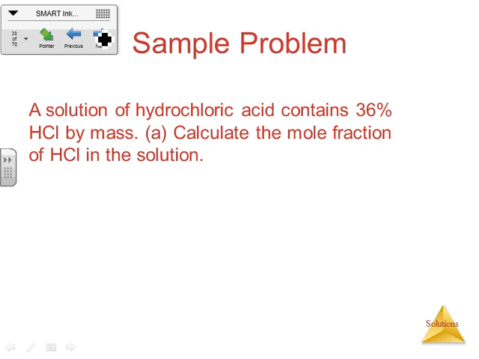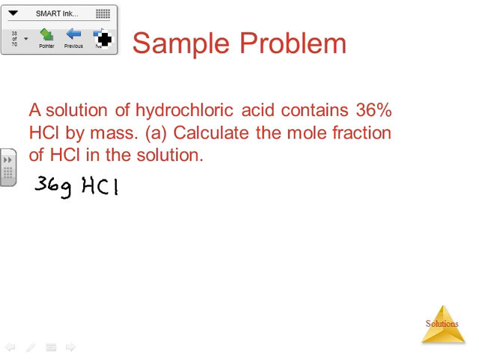Okay, so let's assume we have, and we did this a little bit last year, when we had percentages, let's assume we have 100 grams of solution. So if we have 100 grams of the overall solution, 36 of those grams is going to be the HCl, right? And we want to know the mole fraction here. So we've got 36 grams of the HCl.